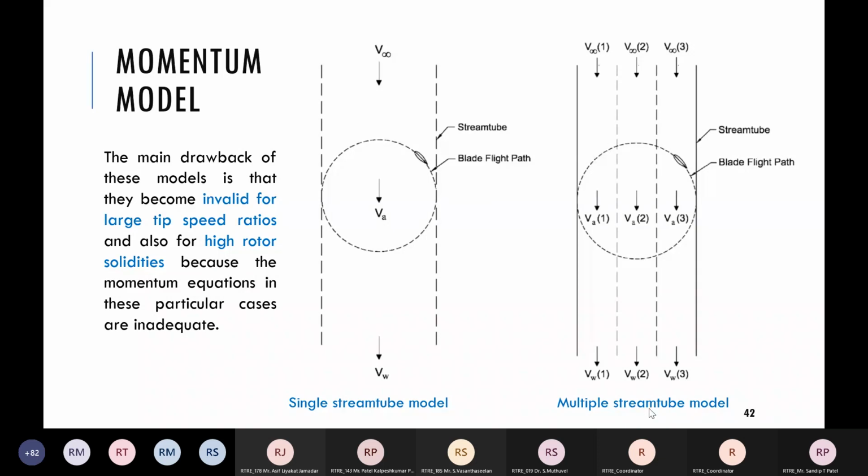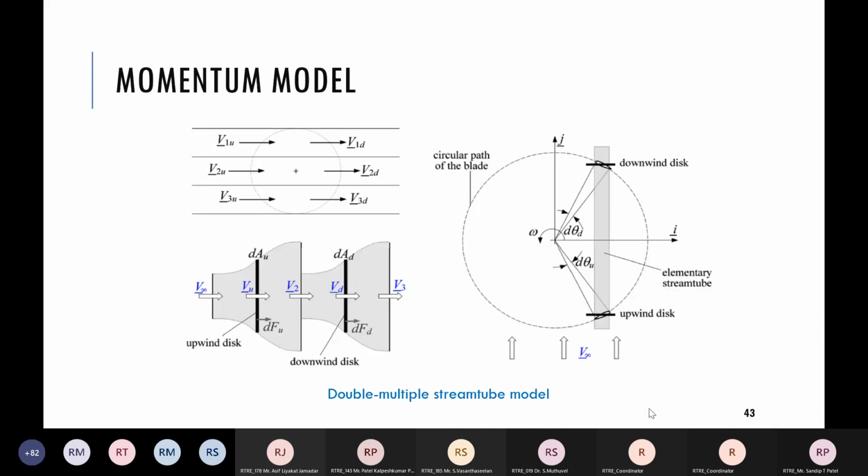Another variation of multiple stream tube is made by Paraschivoiu. His name is too complicated for me. The only book available for vertical axis wind turbine is written by him. So you can go for Design of Vertical Axis Wind Turbines with Emphasis on Darrieus Rotor. The name of the book is like that, and that is the only book available in the market especially for vertical axis wind turbine. So what he has introduced is the double multiple stream tube model.